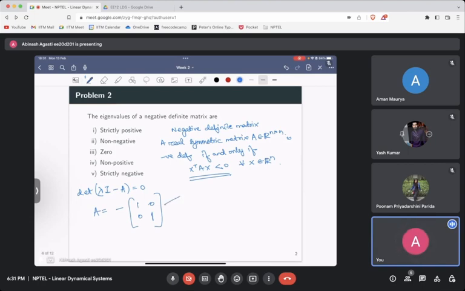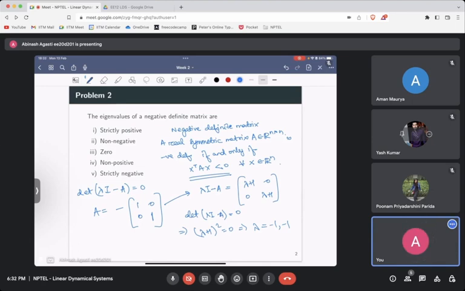So let us find out the eigenvalues of this matrix. Let's take lambda I minus A, which is equal to lambda plus 1, 0, 0, lambda plus 1. So what does this mean? Its determinant, lambda I minus A equal to 0, will give us this equation: lambda plus 1 whole square is equal to 0. So that means lambda equals minus 1 and minus 1. These are the two solutions of the characteristic equation.